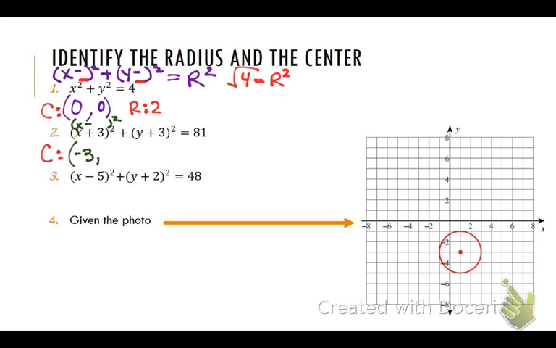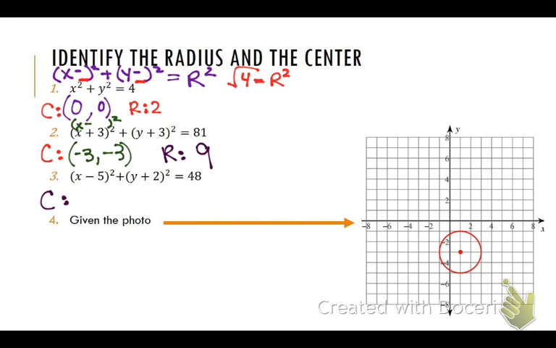What's your question, Anna? So basically the opposite. Opposite sign, yep. All right, and then y plus 3 squared, what did they plug in? Negative 3. And then to find the radius, you take the square root of what you have. What is the square root of 81? 9.